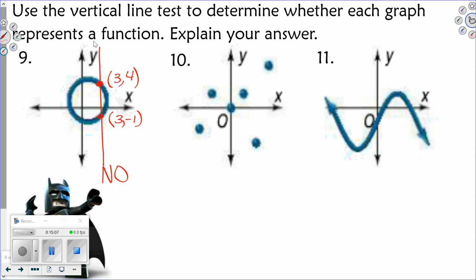Yes or no? Yes. That's close, right? They're kind of right above each other, but not exact. So that one's okay. And this one? This is a yes. It's got some curves to it, but it never gets to the point where a straight line is going to hit it more than once. What if I had a horizontal test? Then it would fail. But there is no horizontal test. Okay, it's just the vertical.